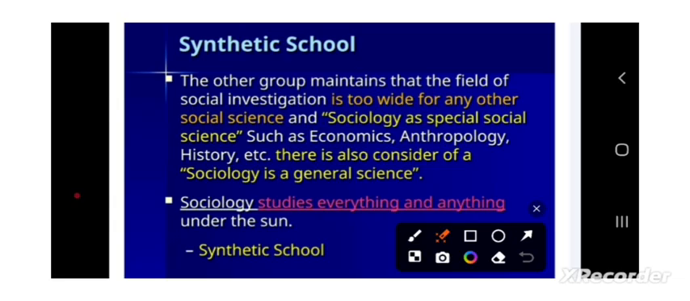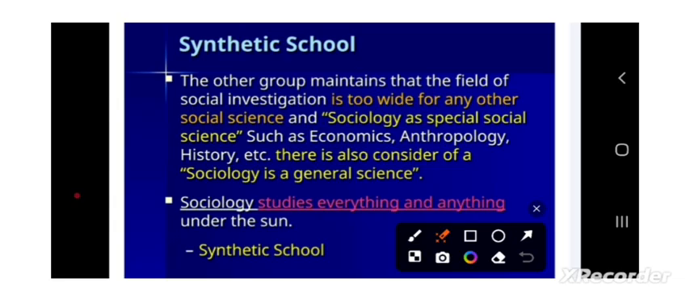Key proponents and their emphasis. Next is the synthetic school. This school takes a broad, general and encyclopedic view of sociology. Its proponents believe sociology must study society as a whole and synthesize the findings of other special social sciences to achieve a complete picture. Core idea: synthesis and interconnection. This view rejects the idea of a limited pure scope. It argues that because all aspects of social life, economic, political, religious, are closely interconnected, you cannot understand one part without understanding its relation to the whole.